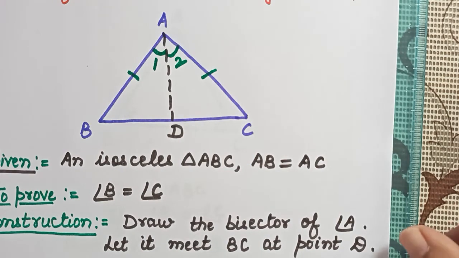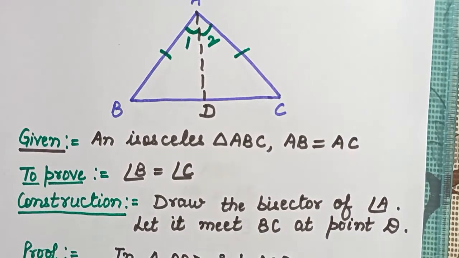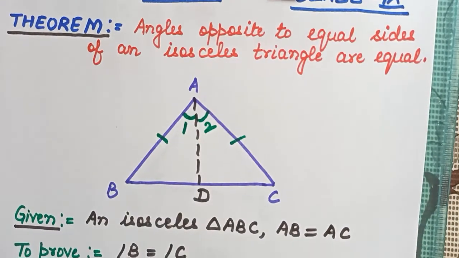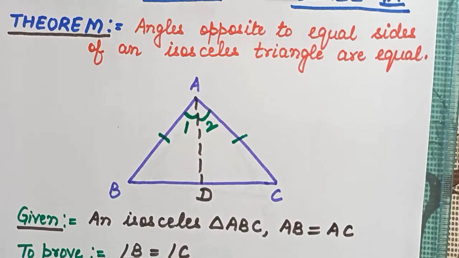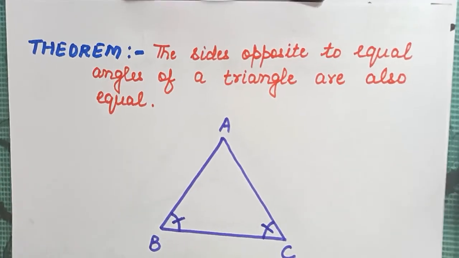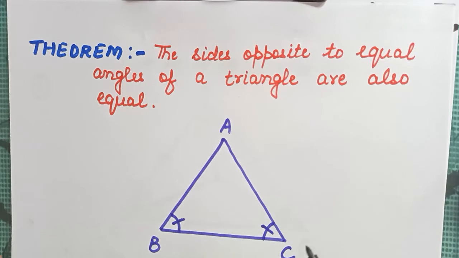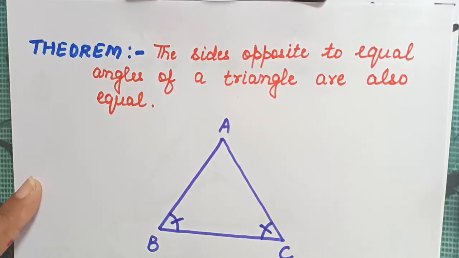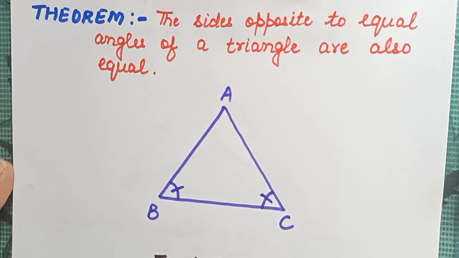And we are not going to do the proof of that theorem. The proof is to be done only for this theorem because it is in the syllabus. So the next theorem is: the sides opposite to equal angles of a triangle are also equal. Now this is a triangle ABC. We want to prove, if two angles are equal, according to this figure, angle B and C are equal.